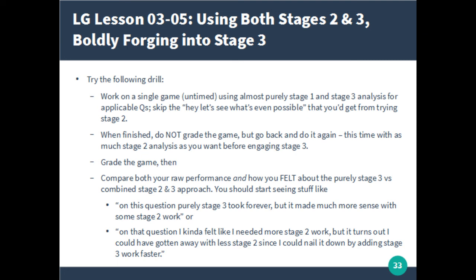and it didn't take nearly as long. Or another thing I hear pretty often is, on Y question, I felt like I needed more stage 2 work, but it turns out I could have gotten away with less of it. I spun out like 6 possibilities, and ultimately they helped, yeah, but I didn't need to do nearly as much work as I thought. I could nail it down by adding stage 3 work faster instead of insisting on doing all the stage 2 possibilities. It's this sort of stuff that's going to help you find, for you, about when and in what situations you should stop doing stage 2 and start doing stage 3. Again, that point seems to be different.